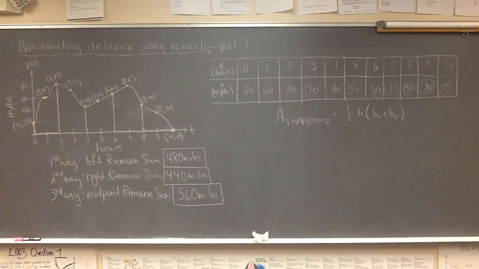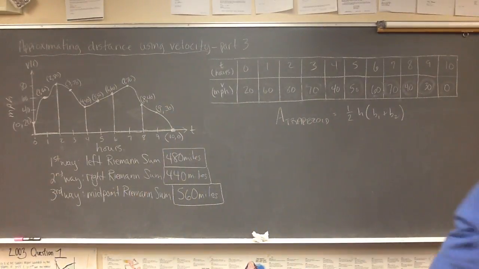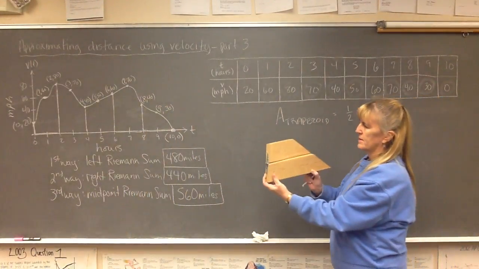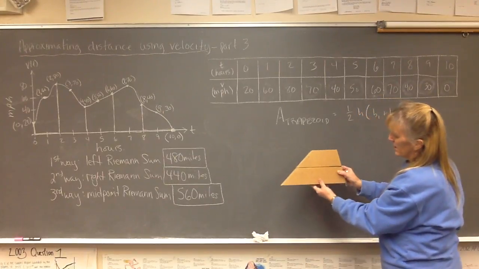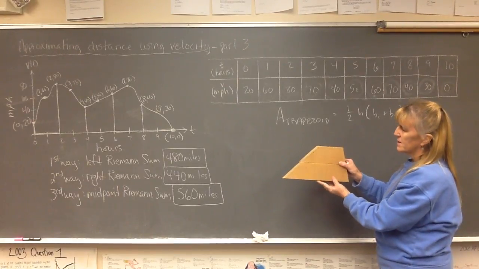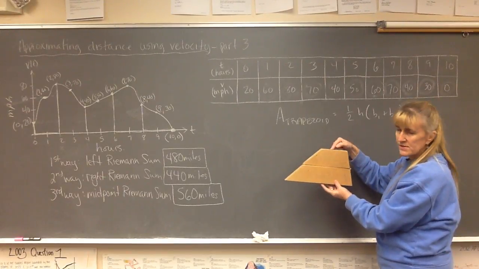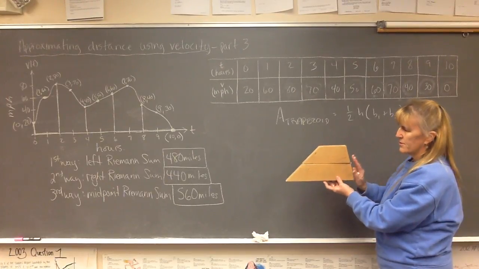I just want to explain this formula for the area of a trapezoid real quick. I have a trapezoid sitting here. Whichever way you'd like to look at it, I'm going to look at it this way. What defines this as being a trapezoid is it's a 4-sided figure with exactly 2 parallel sides. The top and bottom in this case are parallel, and the left and right are not parallel.